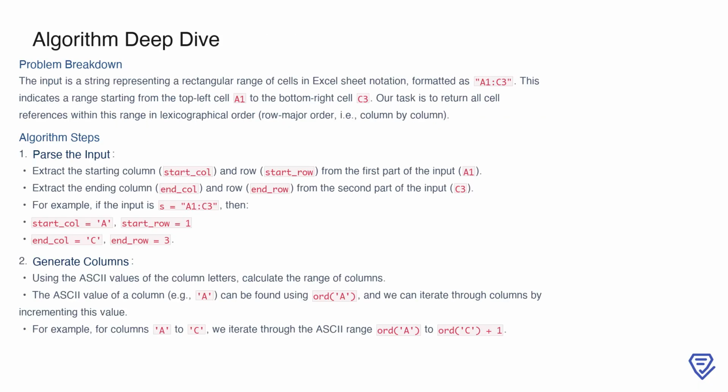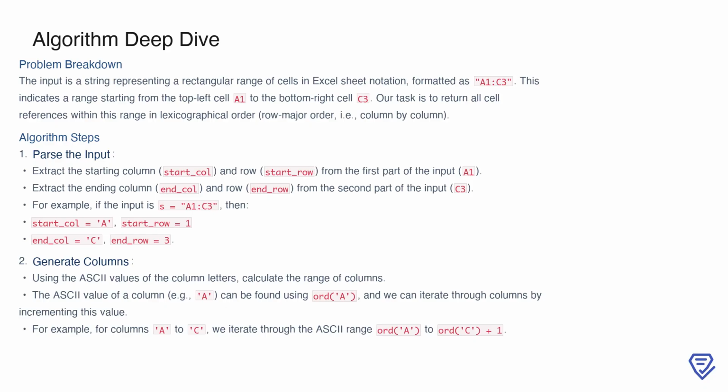In this problem, the input is a string that represents a rectangular range of cells on an Excel sheet, formatted like A1-C3. This format specifies a range that starts from the top left cell, here A1, and extends to the bottom right cell, which is C3. Our goal is to generate all the cell references within this range in lexicographical order. Lexicographical order means we process the columns first, moving from left to right, and within each column, we process the rows from top to bottom.